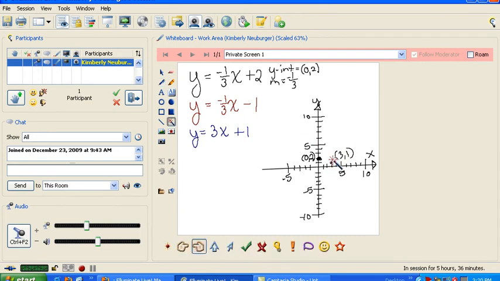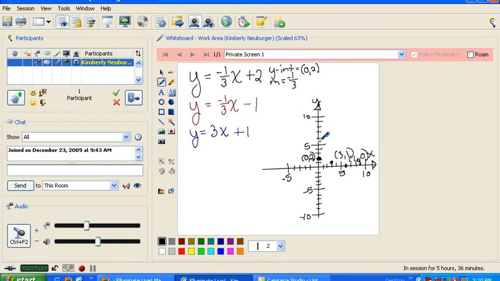Now let's find a third point. We're going to go down 1 more and forward 1, 2, 3 more. And we land right here at 6, 0. Let's connect those and draw a line through them. And that is our first equation graphed on our coordinate plane.